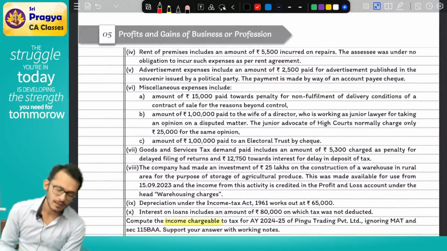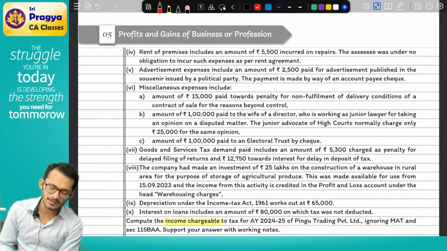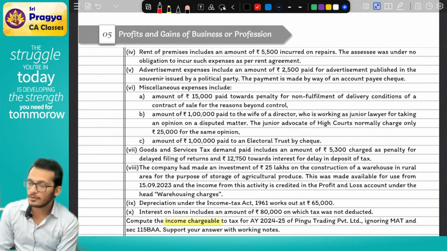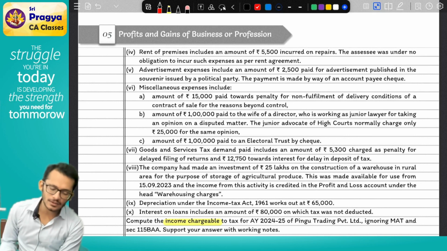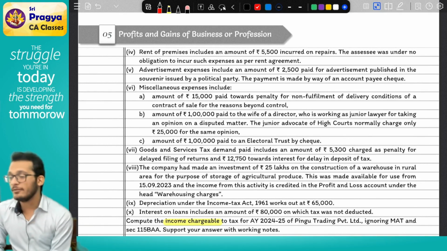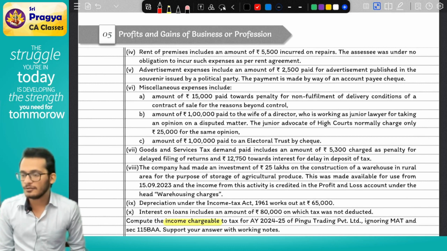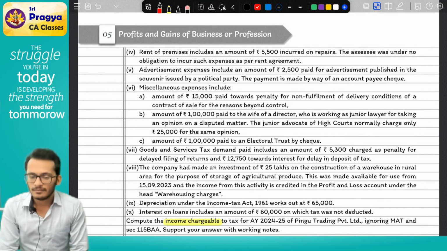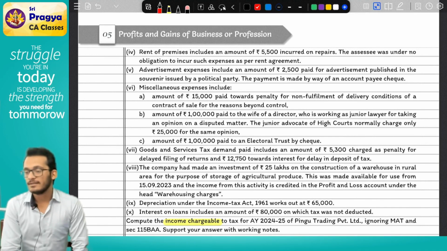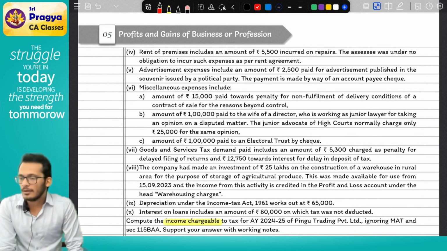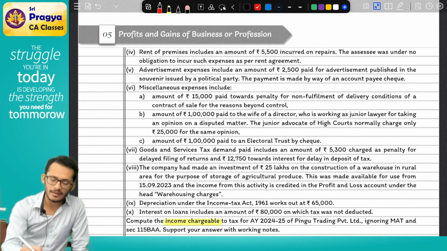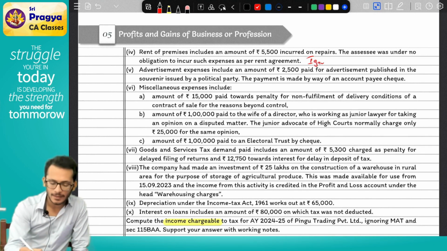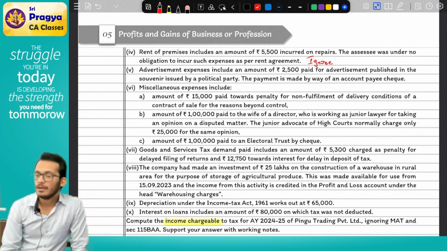Yes. Next. Rent of the premises includes 5,500, which is included on repairs. The assessee was under no obligation to incur such expense as per rent agreement. So I have taken a property on rent. There were some damages, so I had to incur some repair cost. I was under no obligation to do it, but I still did it. Does it make an impact? First of all, is it revenue or capital? It is revenue. Allowed, not allowed? Allowed. Ignore or add? I will ignore because it is already there. Yes or no? Yes. Next.